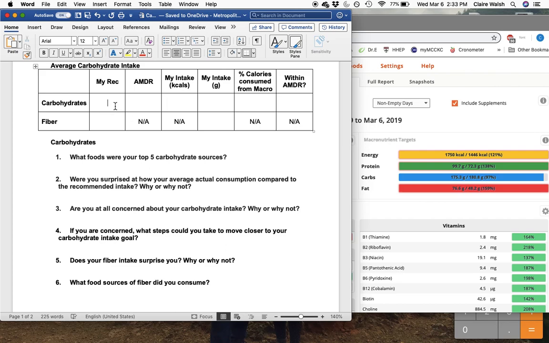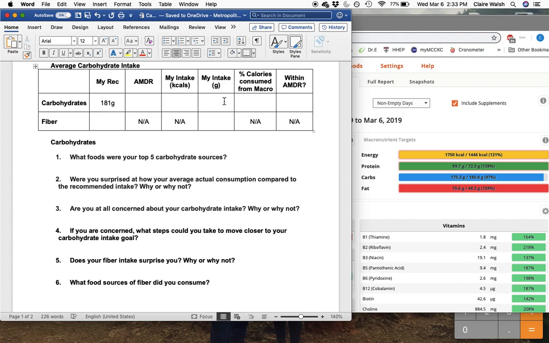All right, so my recommended carbohydrate intake was 180.8 grams. So you go ahead and round that up to 181 grams. The AMDR for carbohydrates is something that we talked about in class and something that we had talked about in other sections as well. So I'm going to let you fill that in. Acceptable macronutrient distribution range, for those of you who are a little confused.